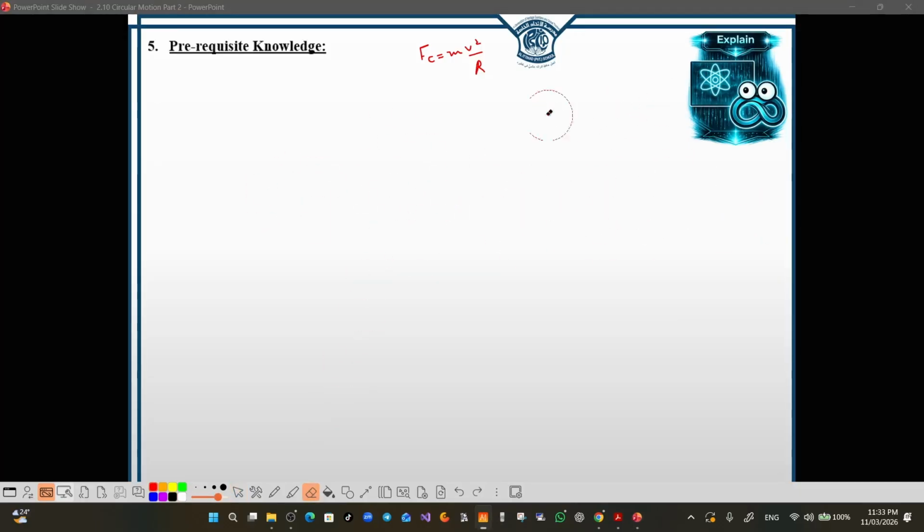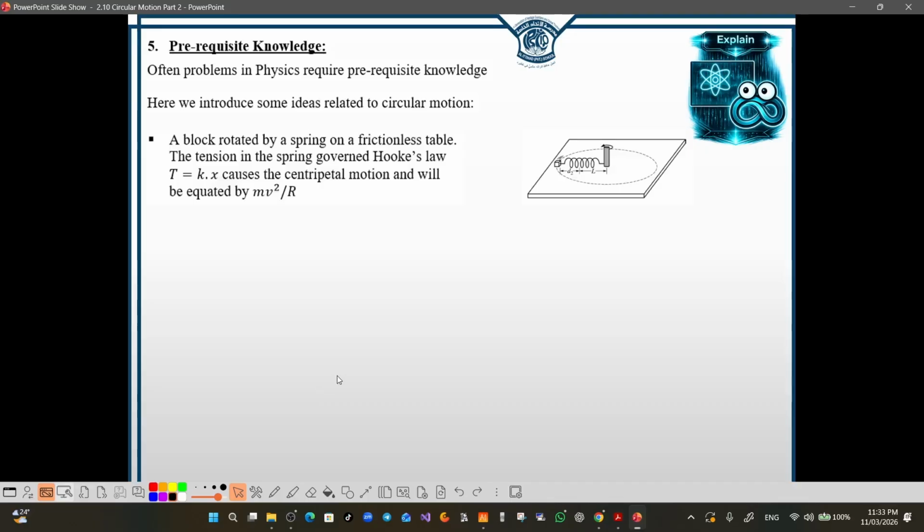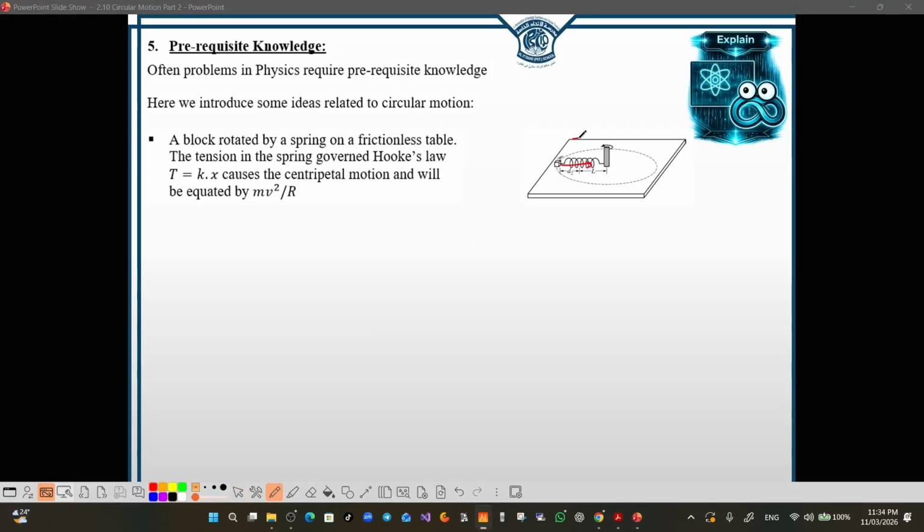Prerequisite knowledge. Often problems in physics require prerequisite knowledge. Here we introduce some ideas related to circular motion. So here we have a block on a smooth surface. This block is attached to a spring. Now the tension here can be promoted to the centripetal force. Remember that the tension is given by kx, and this law is governed by Hooke's law. If the spring is a Hookean spring, then we can apply this formula.